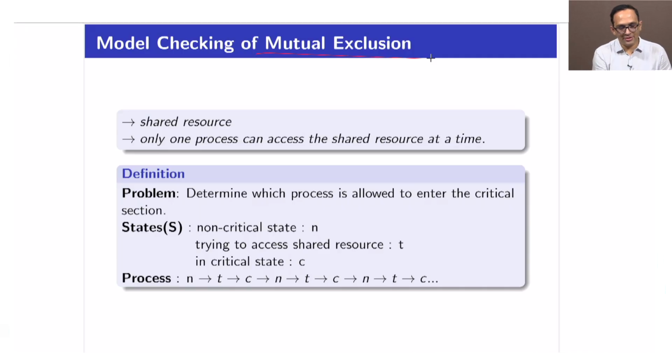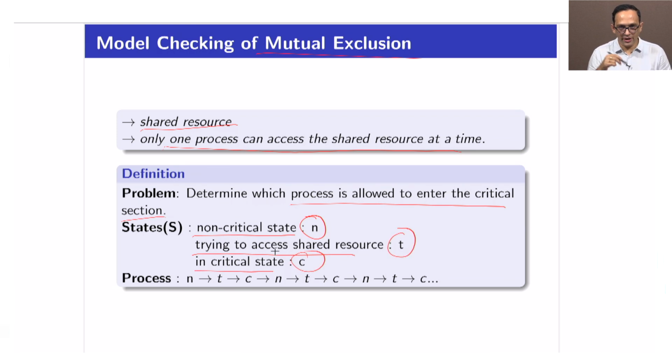So, the problem is to determine which process gets access. Basically there is a shared resource, only one process can access that shared resource at a time, and when they are accessing it, we say they are in the critical section, right. Determine which process is allowed in the critical section, that is the problem. Every process can be in 3 states: non-critical section N, where they are doing something else; trying to access the shared resource, T; and in the critical section, C, right.